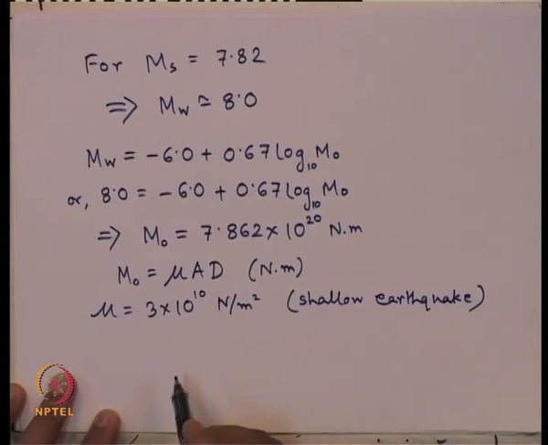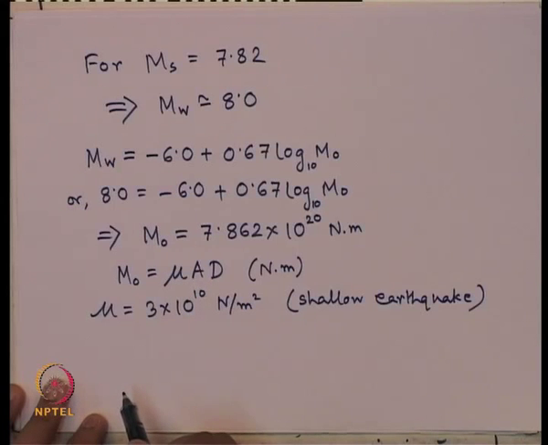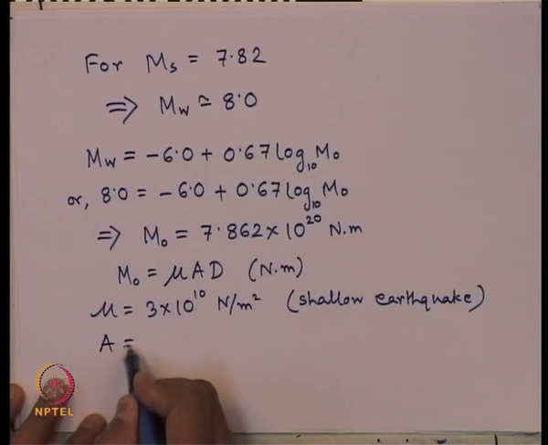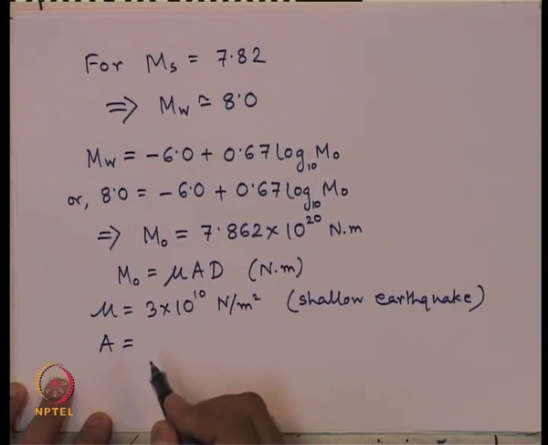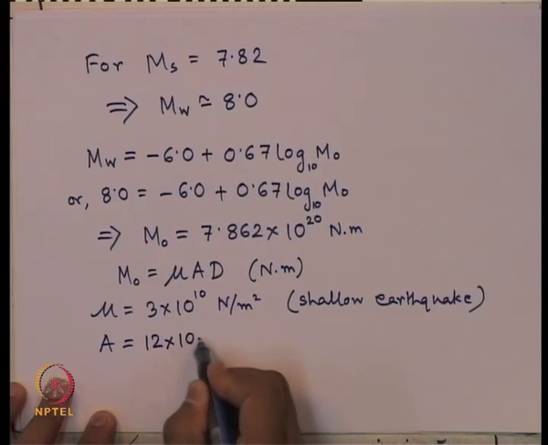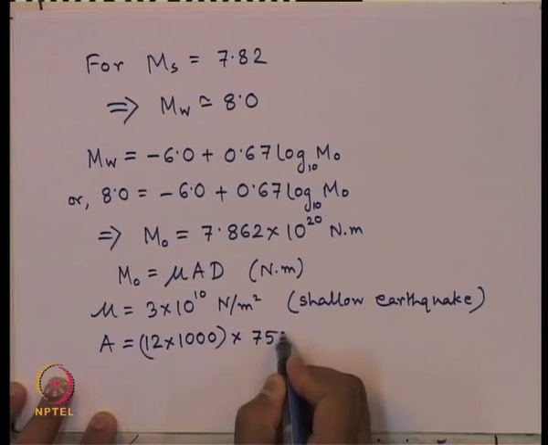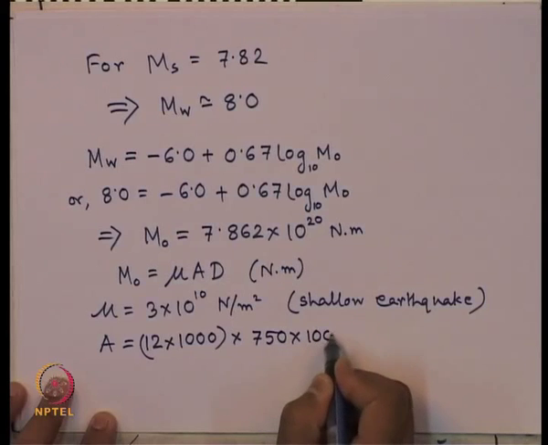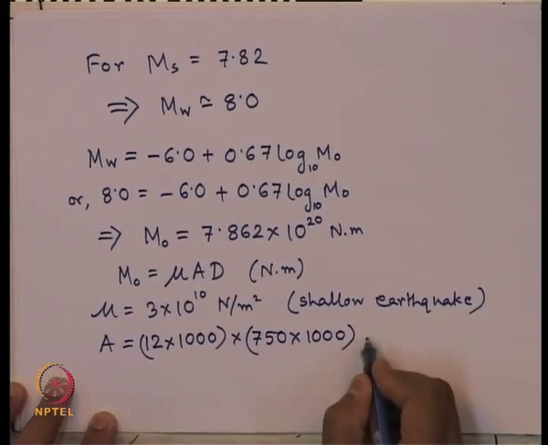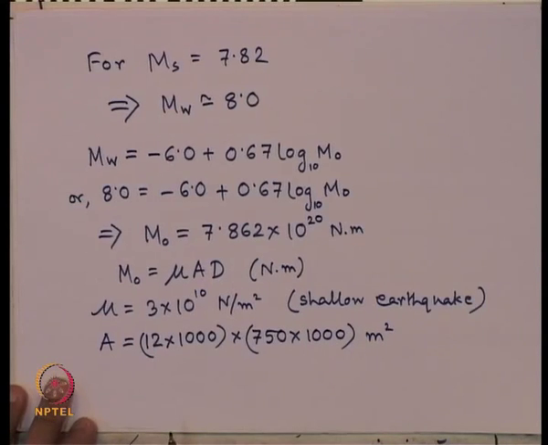And A is the fault area in meter square. So, what is the fault area in meter square? We can compute A from the given data: 12 kilometer, which we have to convert into meter, and 750 kilometer, which we again have to convert into meter. So much of meter square is the area. Fine? That is the length and rupture distance of the fault.